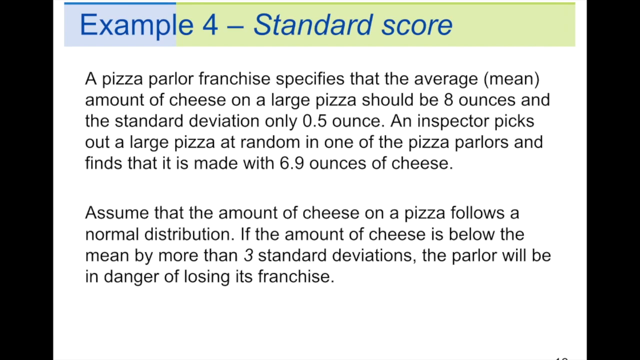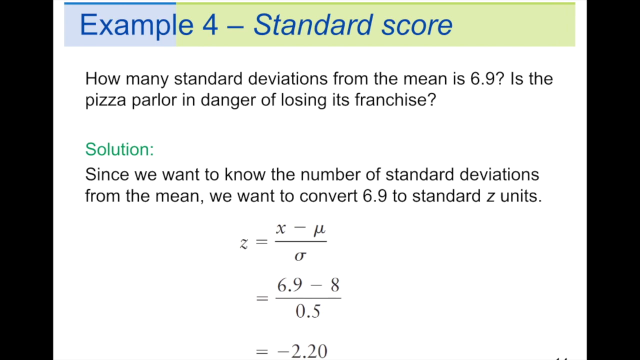A pizza parlor franchise specifies that the average amount of cheese on a large pizza should be 8 ounces and the standard deviation only half an ounce. An inspector picks out a large pizza at random in one of the pizza parlors and finds that it is made with 6.9 ounces of cheese. Assume that the amount of cheese on a pizza follows a normal distribution. If the amount of cheese is below the mean by more than 3 standard deviations, the parlor will be in danger of losing its franchise. How many standard deviations from the mean is 6.9? Is the pizza parlor in danger of losing its franchise?